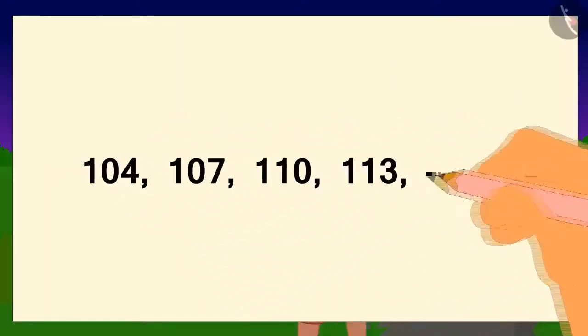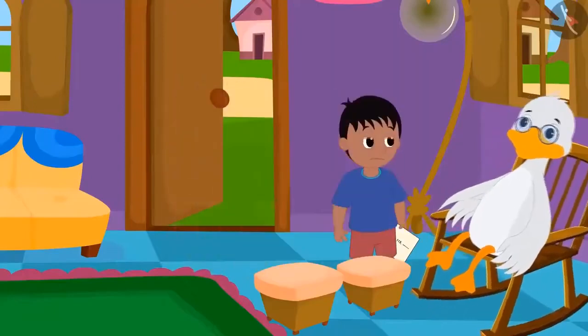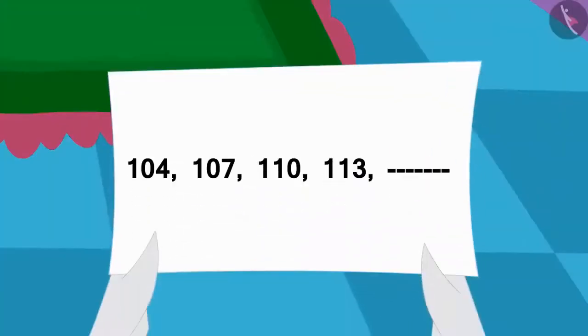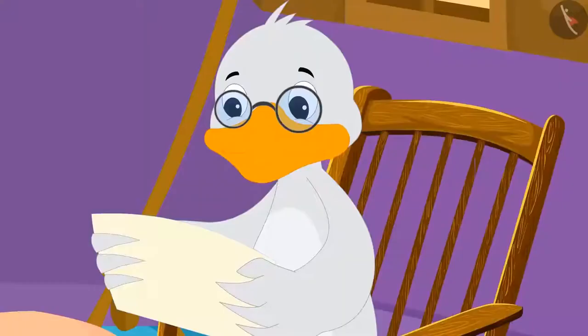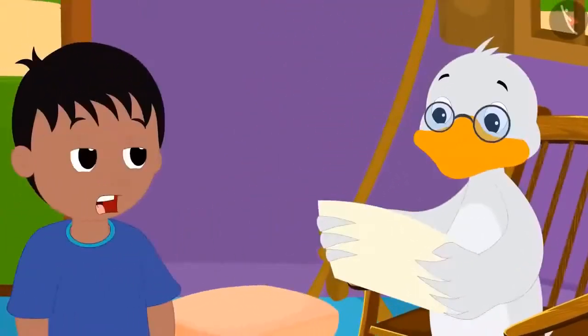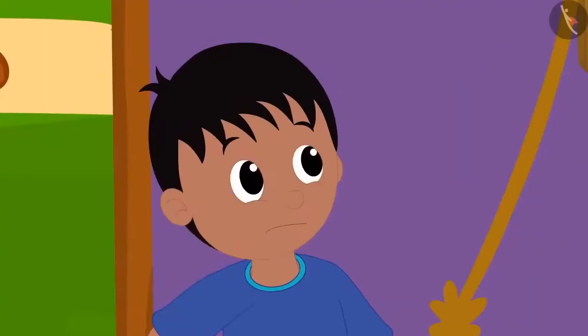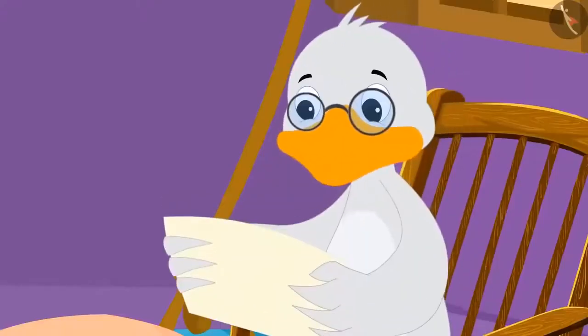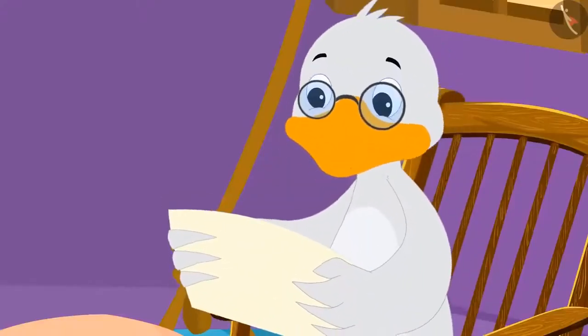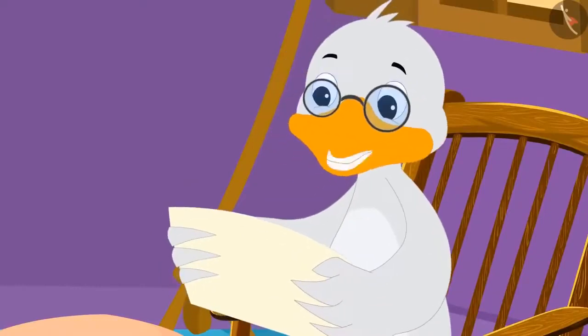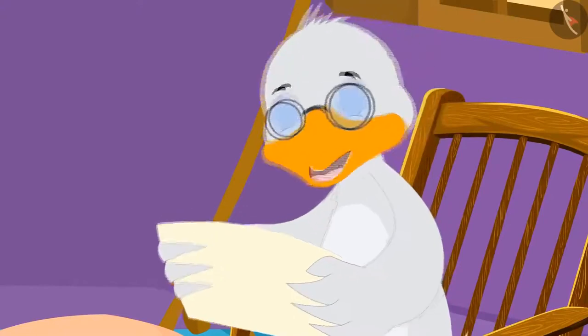Raju wrote the code on a paper and ran fast to Big Mouth Duck Uncle in search of the answer. This looks like a number pattern. Number pattern? Uncle, what is this number pattern? A list of numbers that follows a certain order or pattern is called a number pattern.